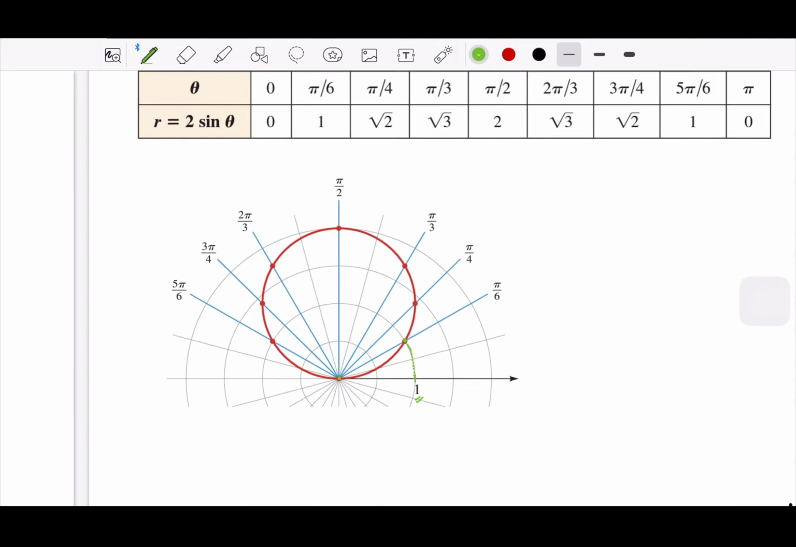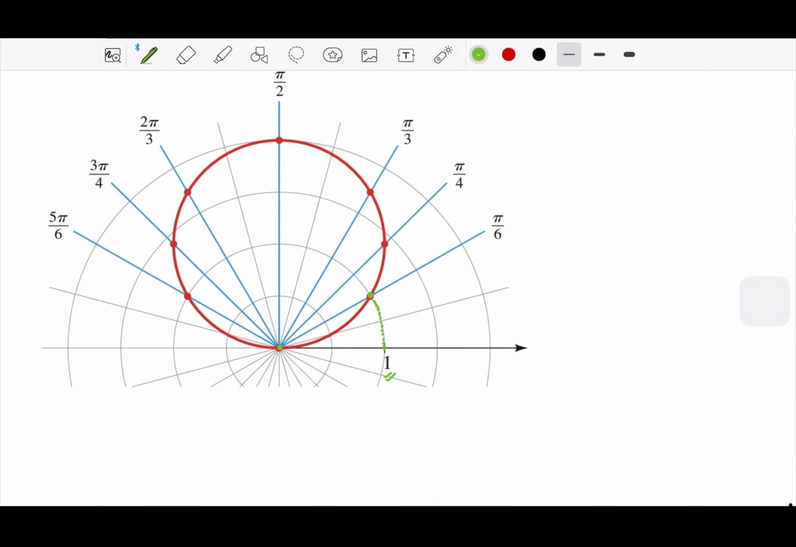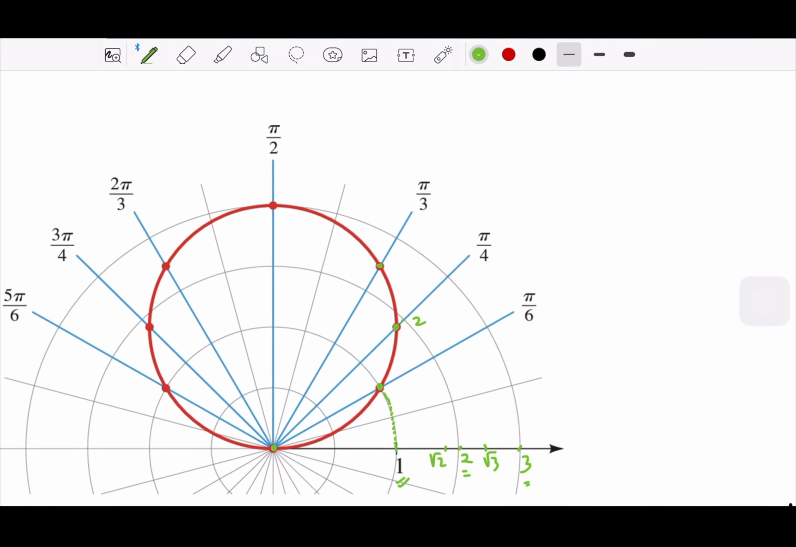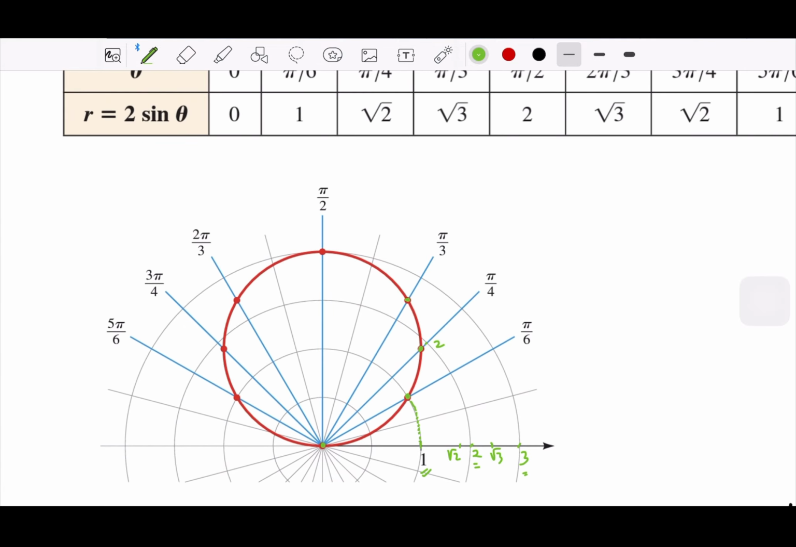And then we have square root of 2. Well, we could take this 2 here, and perhaps square root of 2 is around here, and this will be pi over 4. And then pi over 3 is square root of 3, so it's going to be a little bit in the middle, around here, and square root of 2 maybe around here, right? Okay, and then pi over 2, sine is 1, so 1 multiplied by 2 is 2.